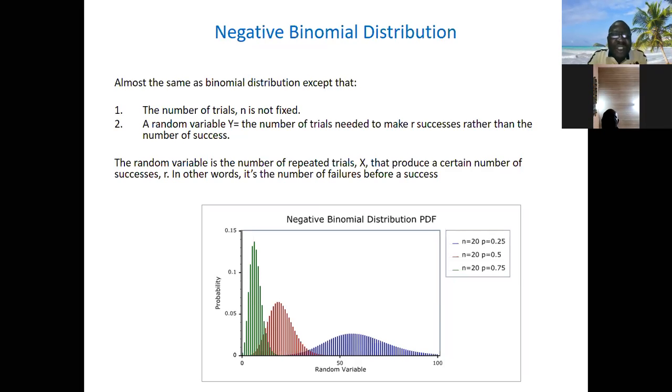Now, the random variable is the number of repeated trials. Are you seeing now? What you are interested in now is the number of repeated trials, the number of pregnancies that have gone. Somebody doing IVF, how many trial attempts before the person could get a child, or even get 2 children from the IVF, you can model it. They follow a negative binomial distribution.